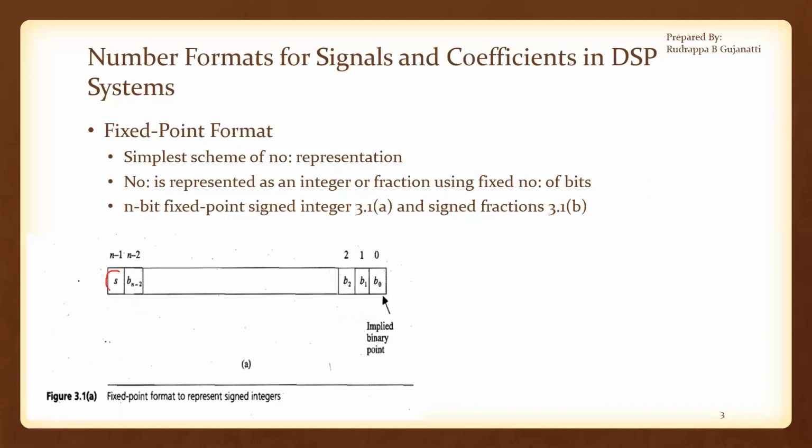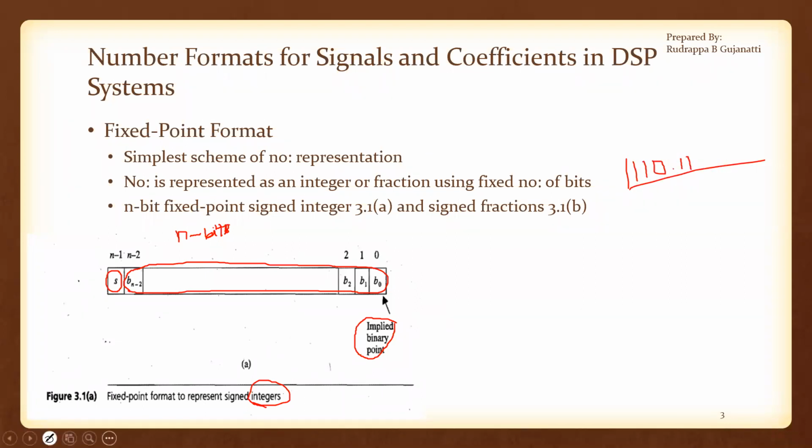So this one represents the sign bit. Here, if you just see, there are n bits in total. And the remaining part gives you the magnitude information of the integer in this case, because I am speaking of integer. So here we can see that there is an implied binary point. If I write something in this form, there is an implied binary point in the representation.